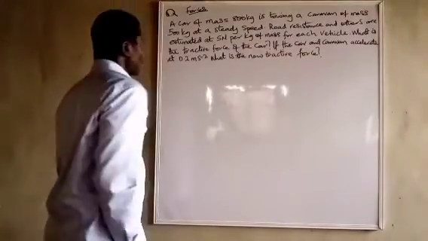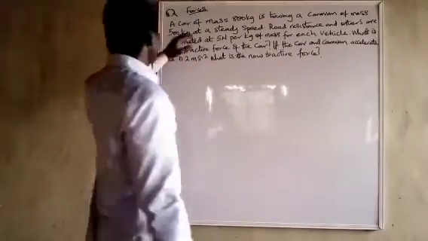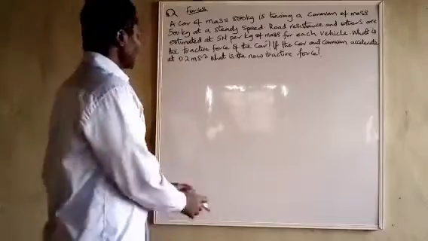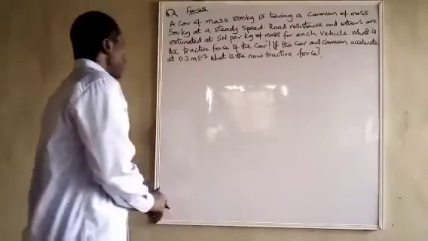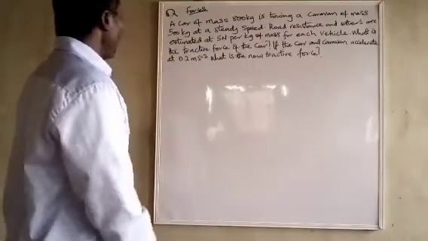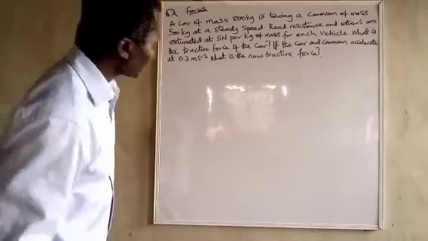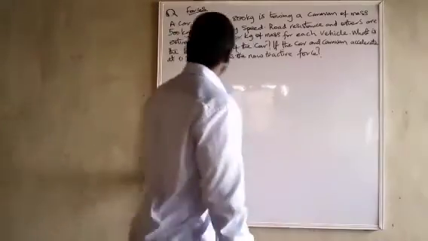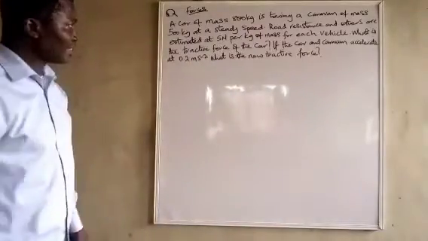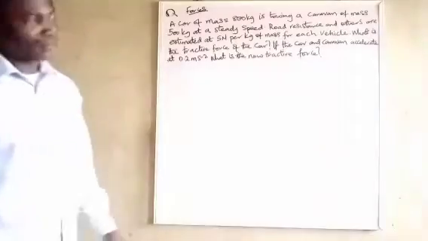A car of mass 800 kg is towing a caravan of mass 500 kg at a steady speed. Road resistance and others are estimated at 5 Newton per kilogram of mass for each vehicle. What is the tractive force of the car? If the car and caravan accelerate at 0.2 meters per second squared, what is the new tractive force?